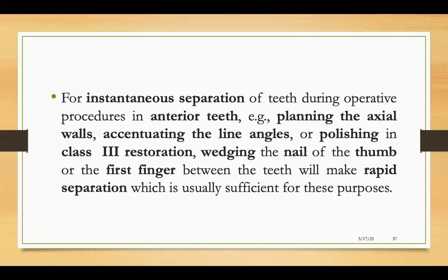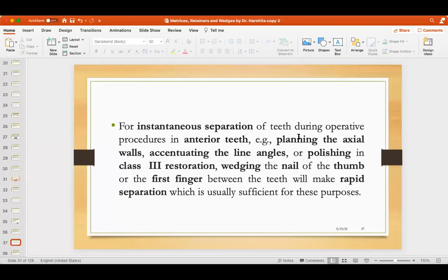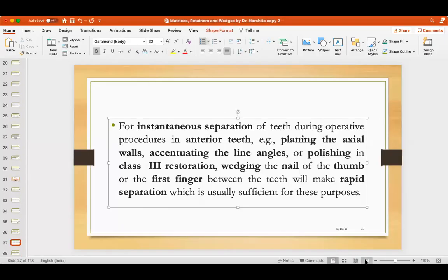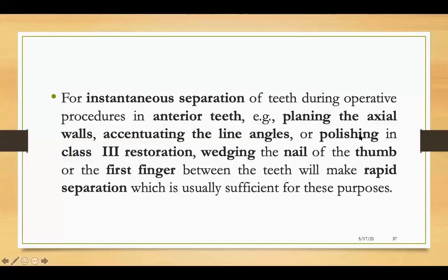For instantaneous separation of teeth during operative procedures in anterior teeth, planing the axial walls, this is planing and not planning, accentuating the line angles or polishing in class 3 restoration, wedging the nail of the thumb or the first finger between the teeth will make rapid separation, which is usually sufficient for these purposes.